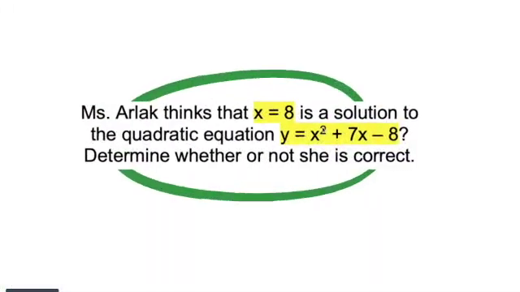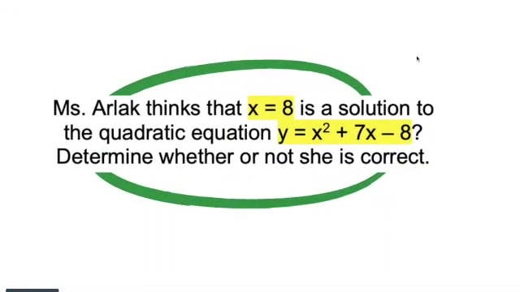Your turn. Ms. Arlak thinks that x equals 8 is a solution to the quadratic equation in yellow. Determine whether or not she is correct. When you plug x equals 8 into the equation, you do not get 0. So x equals 8 is not a solution. However, if Ms. Arlak had plugged in -8 into the equation, she would have gotten 0. So x equals -8 is a solution to the quadratic equation.